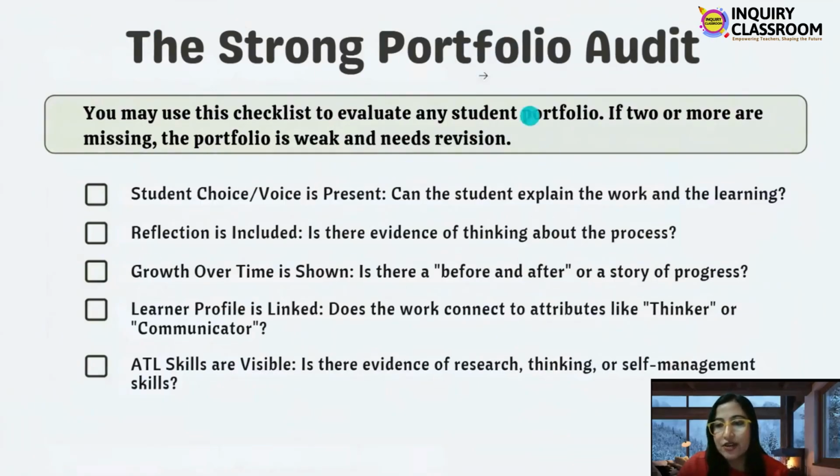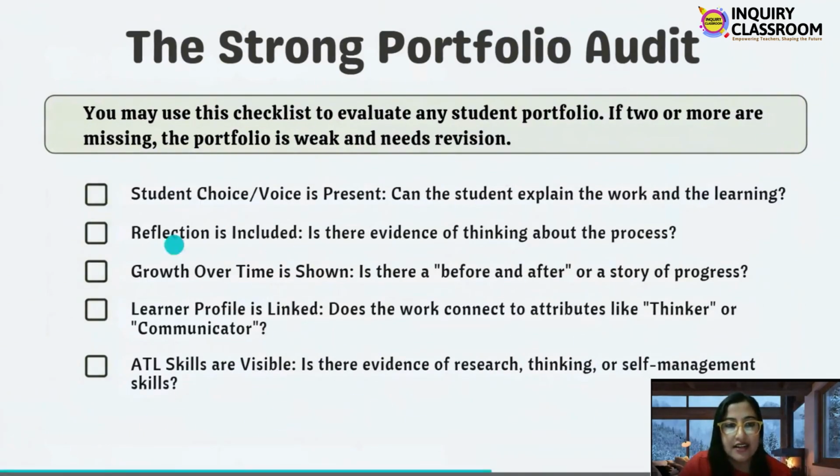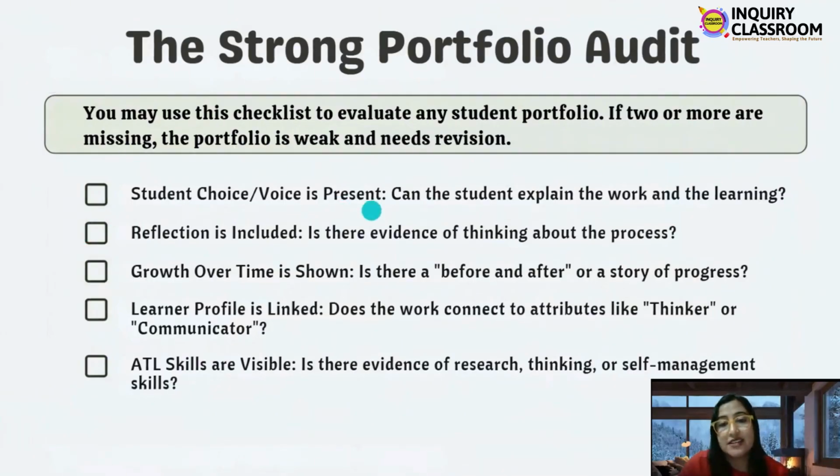This is a checklist that you can even take back to your class tomorrow and check a portfolio to see if all these components are there. The student choice is visible. You can see that the student is able to explain the work that is added in the portfolio. That's the first point. Is there evidence of thinking about the process? How did I go about this work? What challenges did I face and how did I overcome them? That is the reflection.